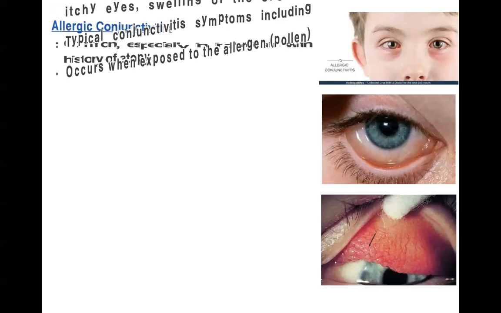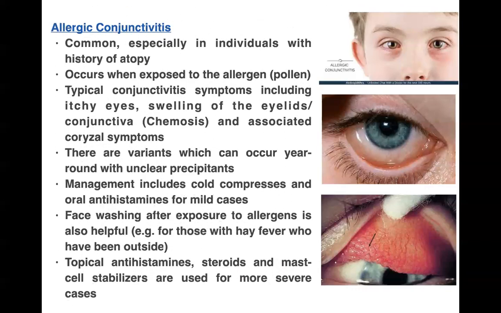Allergic conjunctivitis is a common cause of conjunctivitis, especially in individuals with a history of atopy. The atopic patient is allergic to certain circumstances like season, like environment, so it's a seasonal presentation or related to a specific exposure to an environmental factor. It occurs when exposed to an allergen like pollen.